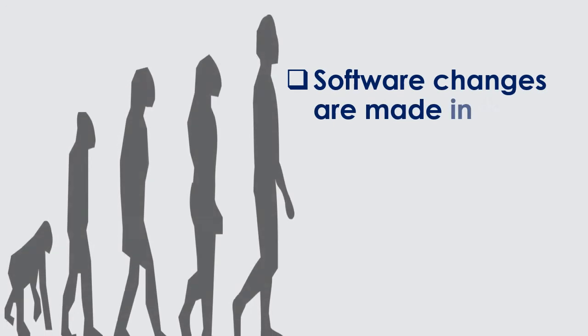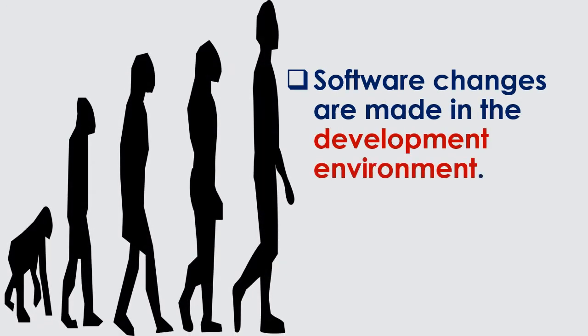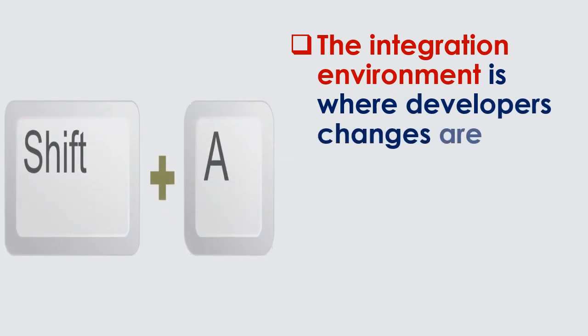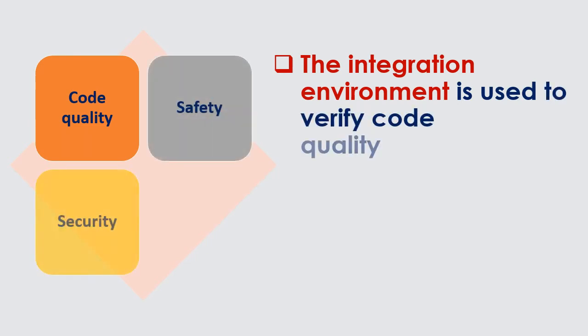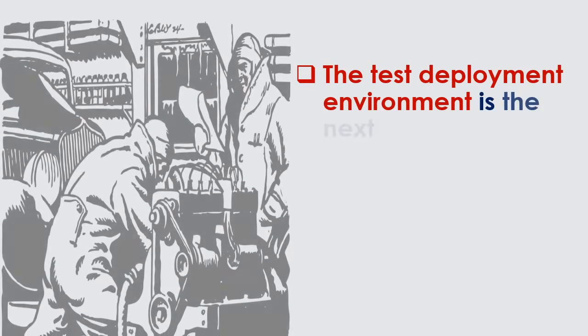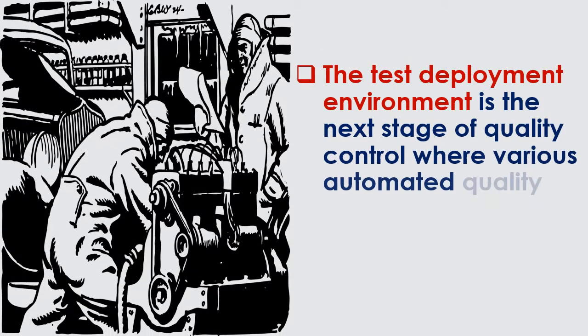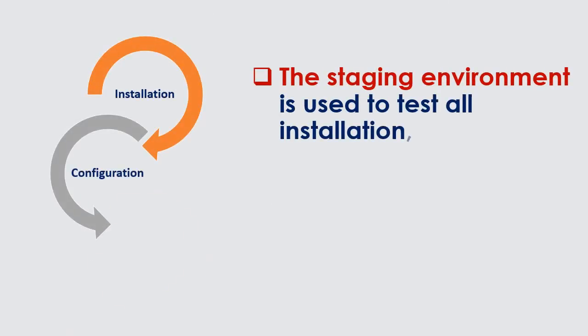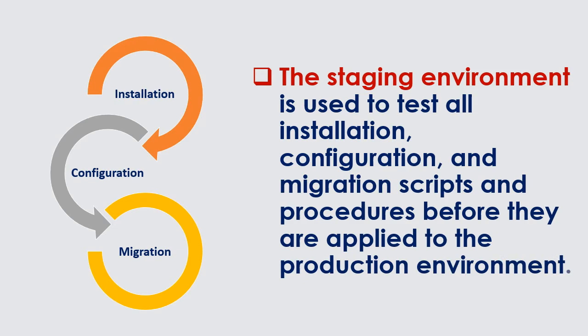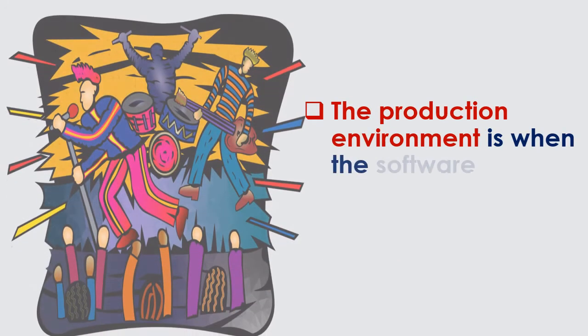Software changes are made in the development environment. This environment is typically a developer's workstation. The integration environment is where developers' changes are combined and compiled together. The integration environment is used to verify code quality, safety, security, and integration. The test deployment environment is the next stage of quality control where various automated quality measures and tests are applied. The staging environment is used to test all installation, configuration, and migration scripts and procedures before they are applied to the production environment. The production environment is when the software goes live.